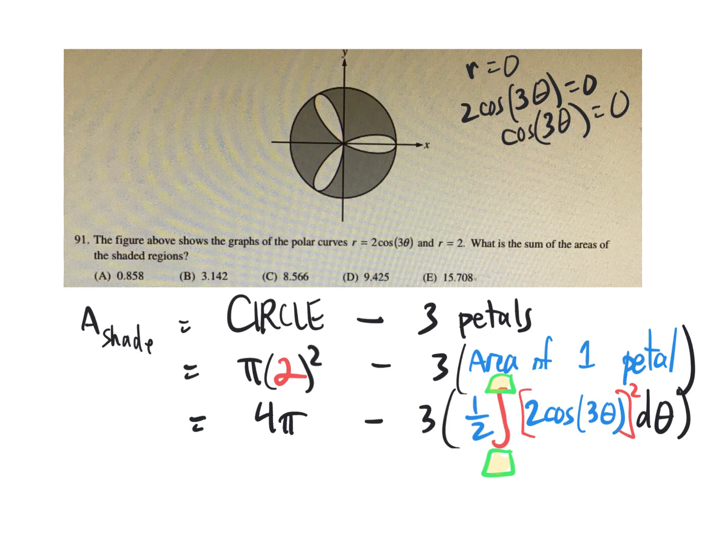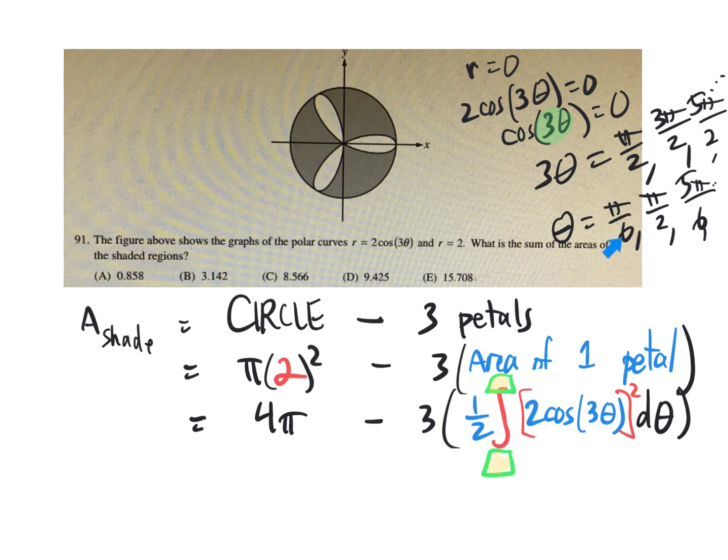So when is the cosine ratio 0? When the angle is pi over 2, 3 pi over 2, 5 pi over 2, 7 pi over 2, etc. So that angle could be pi over 2, or 3 pi over 2, or 5 pi over 2, which means theta, if we multiply both sides by a third, must be pi over 6, 3 pi over 6, 5 pi over 6, 7 pi over 6, etc.